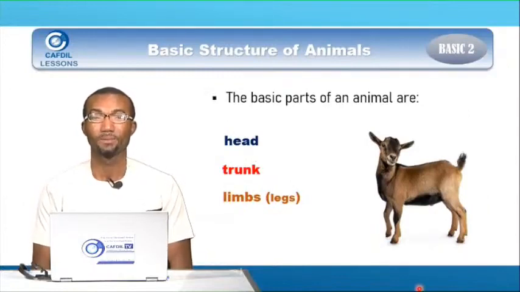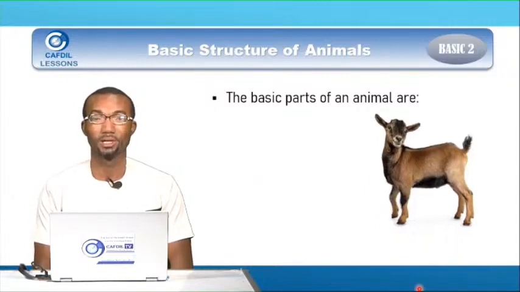The basic parts of an animal are the head, the trunk, and then limbs. Head, trunk, and limbs. Let's look at where these parts are located on these animals.